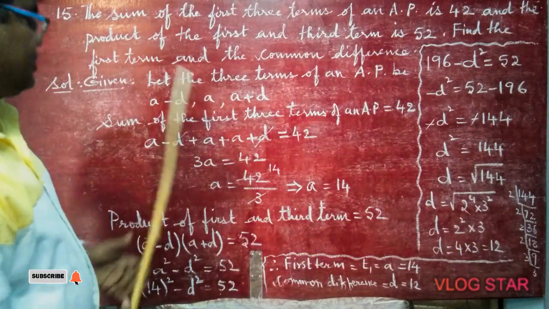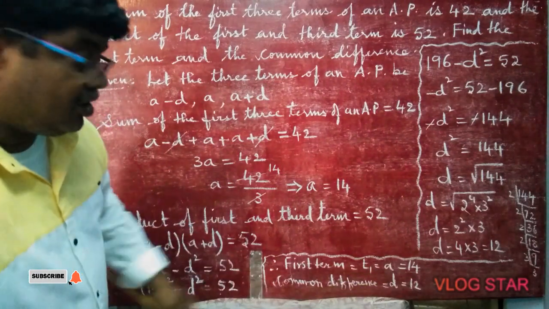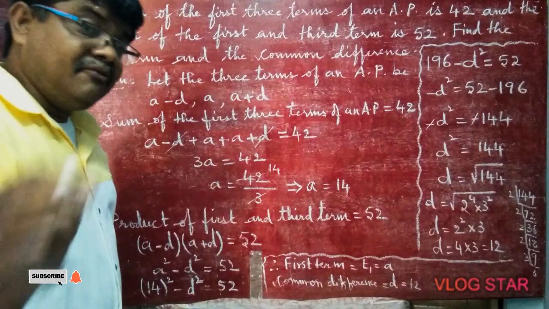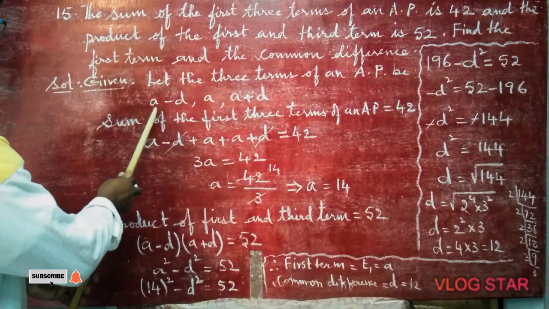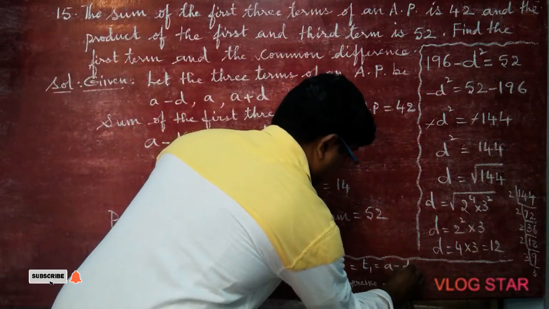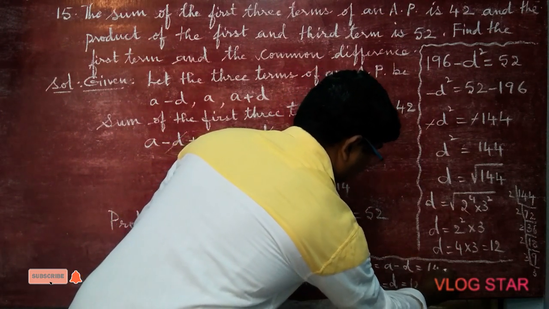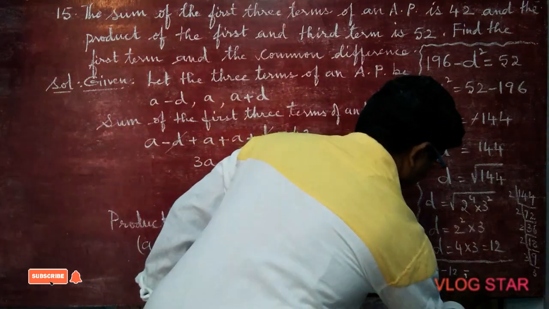I did not explain this one. They told us to find the first term. All of you see, first term T1 is not A. Are you able to follow? All will make a mistake here. That's why this mistake should not be made. In every problem, first term is A. But here what is the first term? A minus D. That's why be careful. A minus D. What is A? 14. 14 minus D is what? 12. So 14 minus 12, how much? 2.